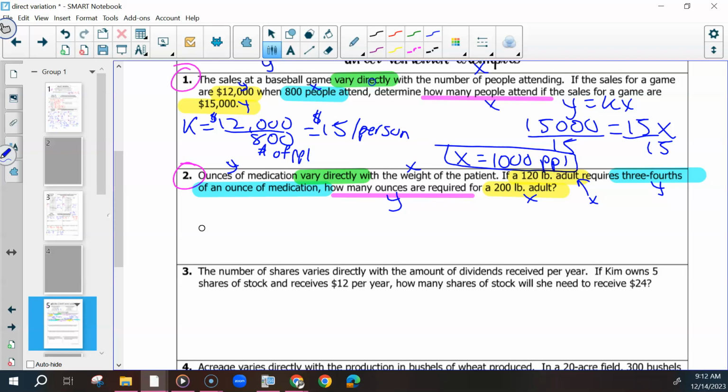Right. How would we find our K? Would that be our Y over our X? 3/4 over the 120. But we're not going to put it in as a fraction. We're going to change it to 0.75 over 120. So that would be ounces over pounds. Calculate that. Tell me what that is. 90.